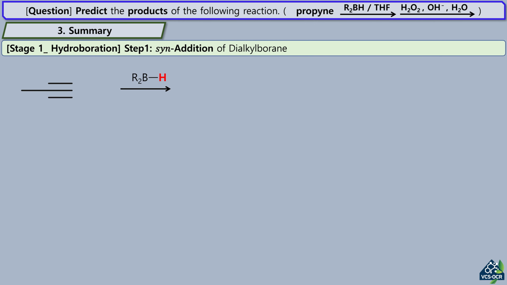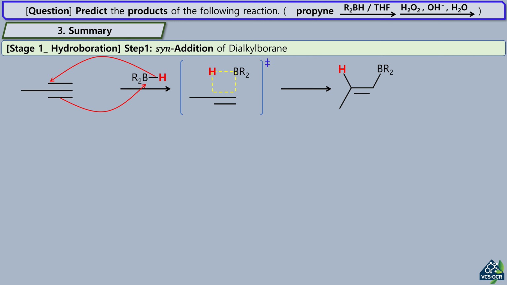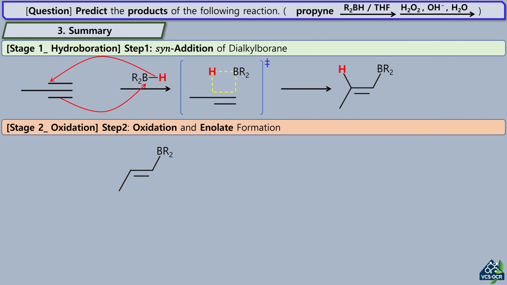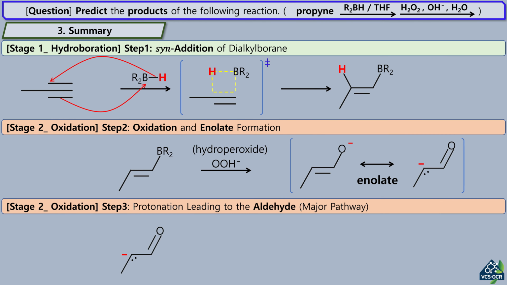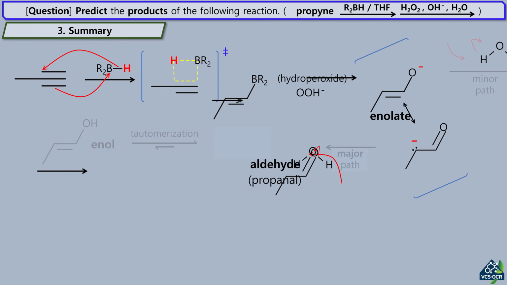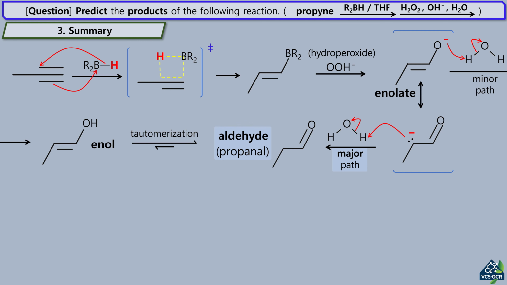Let's summarize. Step 1. Bulky borane adds to the alkyne in a concerted syn-addition, placing boron at the terminal carbon. Step 2. Basic peroxide attacks boron, triggering a 1,2 migration that replaces boron with an oxygen ion, forming an enolate with retention of configuration. Step 3. The enolate undergoes C-protonation as the major pathway, directly producing the aldehyde. Any enol formed via O-protonation is rapidly tautomerized, driving the equilibrium completely to the aldehyde.